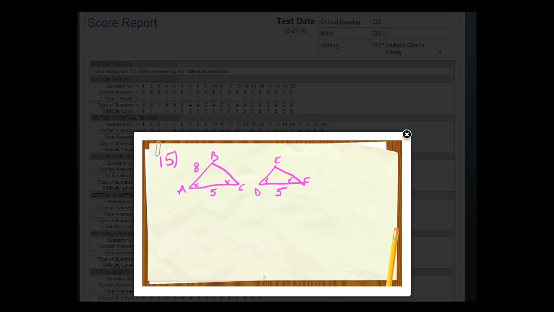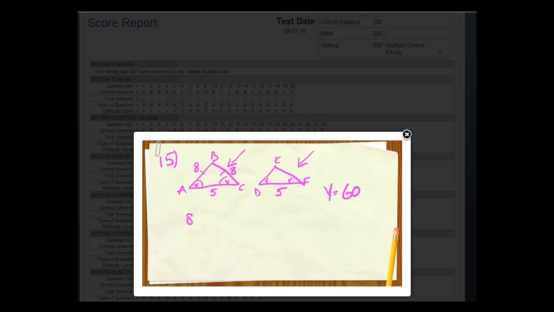Pretty straightforward geometry question. We're told that y equals 60, and we're trying to figure out how much larger the perimeter of this one is than the perimeter of this one. So if this is x and this is x, it means they're equal. And because this side is 8, this side also has to be 8.